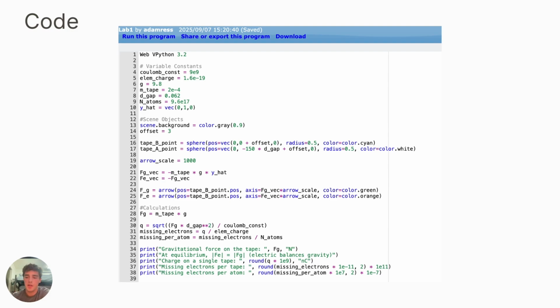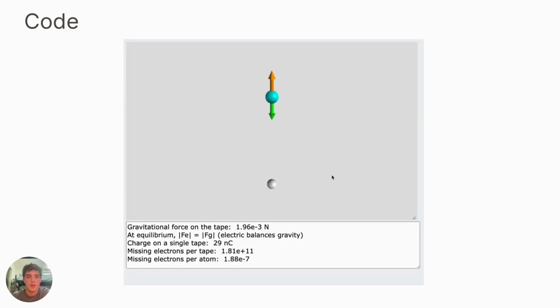Running this program, we got this, which shows us the different arrows on the U-tape. It has the gravitational force pointing downward, and then the electrical force pointing upward. And you can see that they cancel out because the U-tape was in equilibrium.